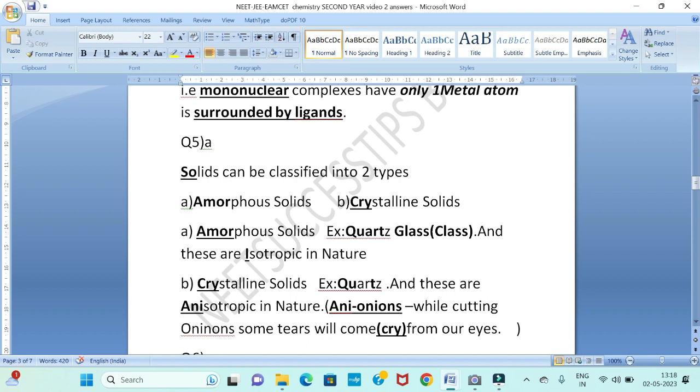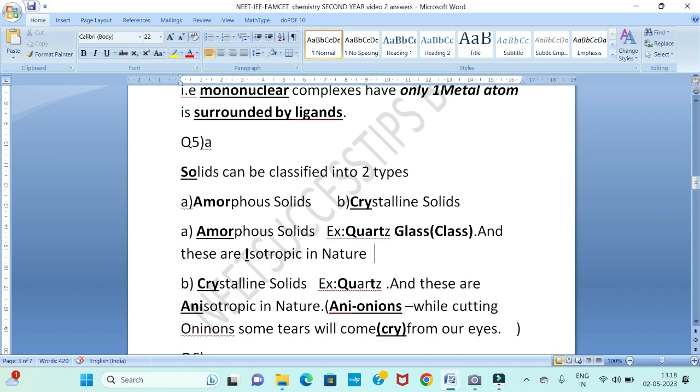In class also, school also, in college also, whatever. I got the highest marks, top rank in the class. So I got a trophy for getting good marks, first rank. Like that you can remember. Crystalline solids, quartz, and these are anisotropic in nature. Those are isotropic. Amar, I am Amar, like that.